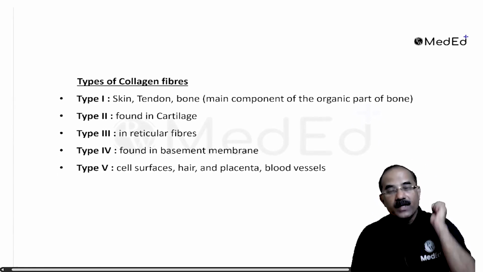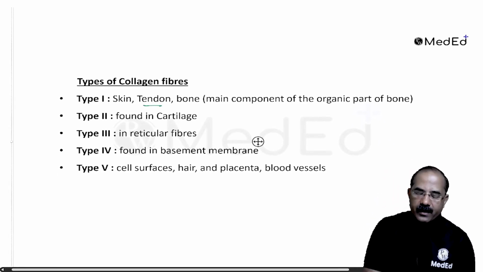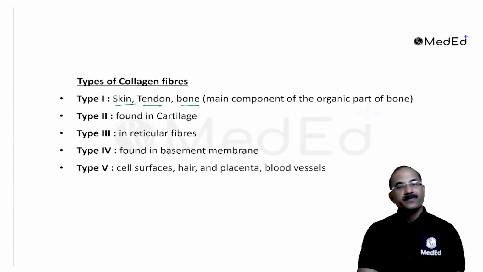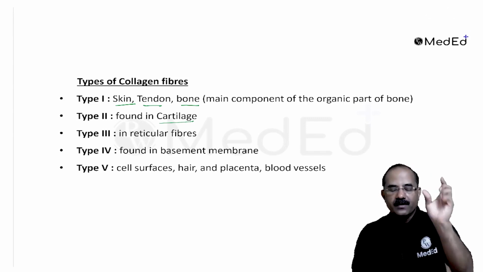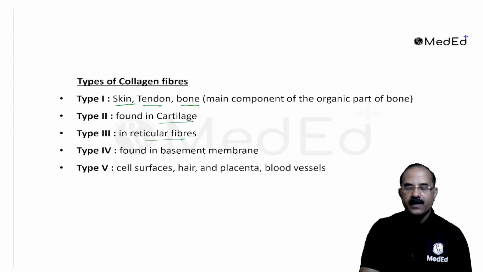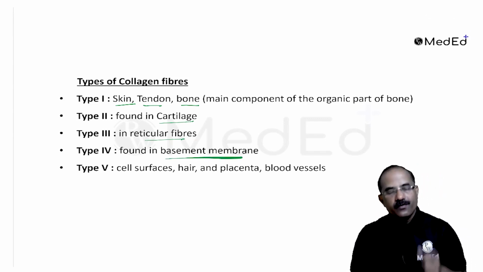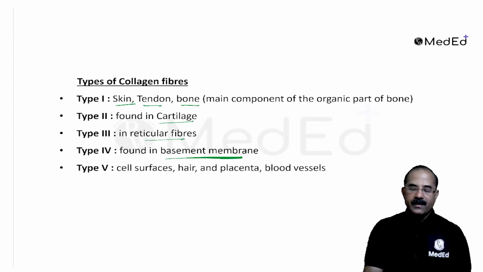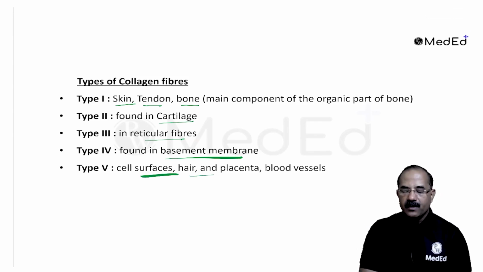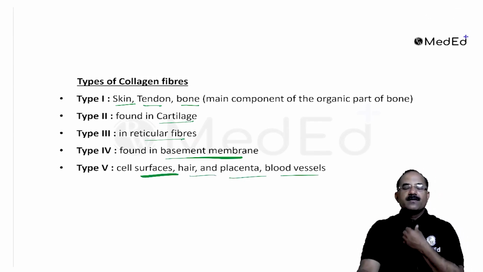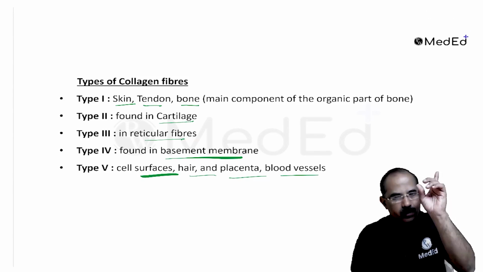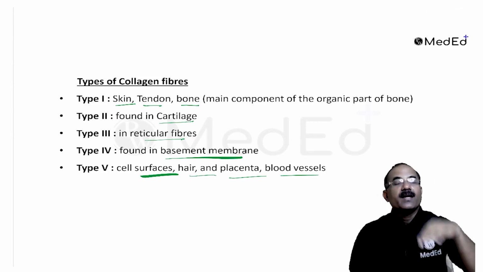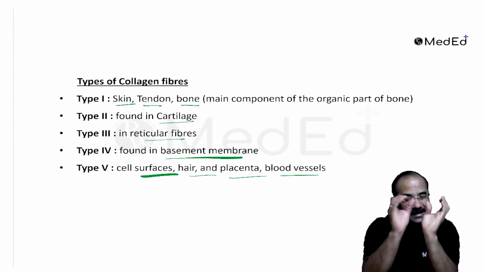So type 1 collagen fiber, where do we get it? We get it in tendons, in bone, in skin. Type 2 collagen fiber is found in cartilage. Type 3 is found in reticular fibers. Type 4 collagen is found in basement membrane, and type 5 collagen is found in hair, placenta, blood vessels. Okay, so bone contains which type of collagen? Type 1.